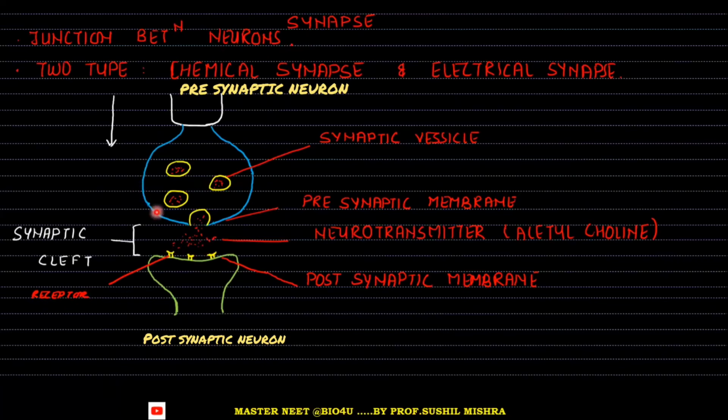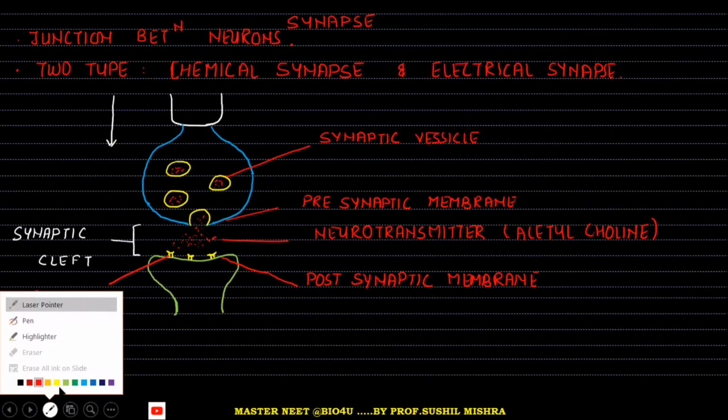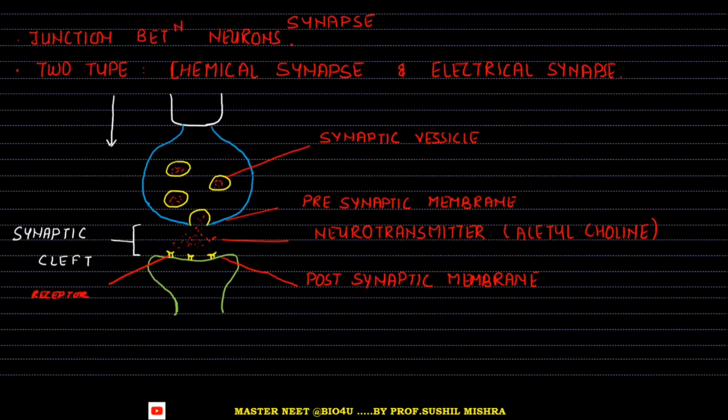This is one of the neurons. So this is the presynaptic neuron. This is the postsynaptic neuron. This is the axon. This is the dendron. So it is called an axodendritic synapse.